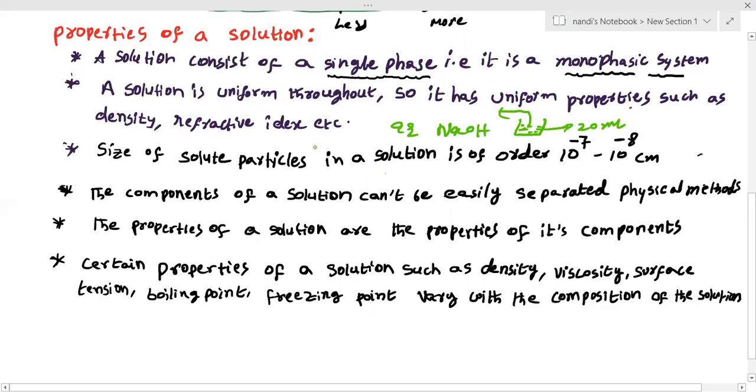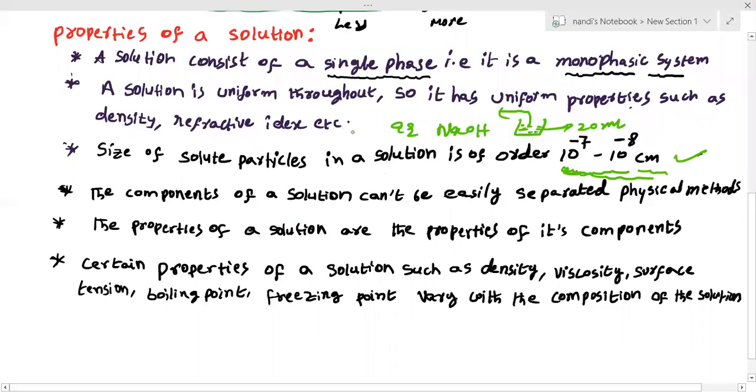The size of the solute particles in a solution is in the range of 10 power minus 7 to 10 power minus 8 centimeters. We can't have sizes much more or much less than that. Generally, these are the existing particle sizes in a solution.